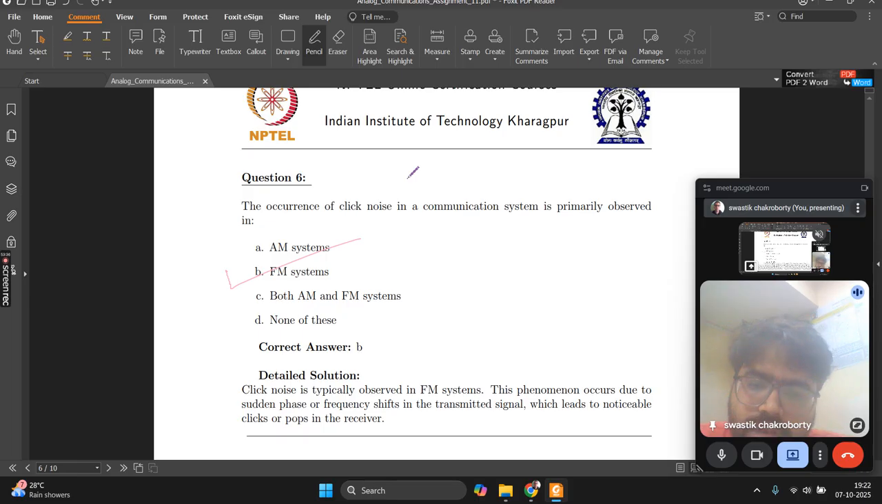The occurrence of click noise is typically observed in FM systems. The phenomenon occurs due to certain phase or frequency shifts in the transmitted signal, because sometimes the voltage value is discretely mapped to frequency. So positive voltages give plus F, negative voltages give minus F, like that. So if it is discretely mapped to frequency, a small change in voltage might switch over from positive to negative, and that will lead to a drastic change in the frequency. So like in frequency shift keying you observe. So this kind of thing is usually observed in FM systems.